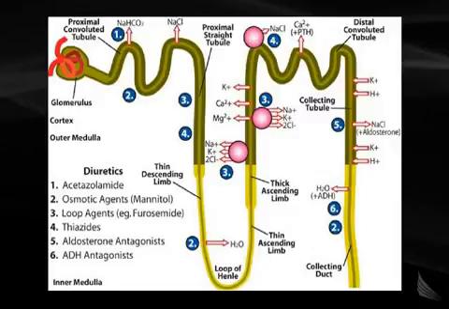Once again, a review of the renal tubule with the site of action of different diuretics listed. You can see here, number 1, acetazolamide acts in the proximal tubule. Osmotic agents also act in the proximal tubule. Loop diuretics act in the thick ascending limb on the sodium-potassium 2-chloride cotransporter. Thiazide-type diuretics work primarily in the distal convoluted tubule. Aldosterone antagonists work in the collecting duct, and ADH antagonists in the medullary collecting duct. We're going to go over each of these in much more detail.